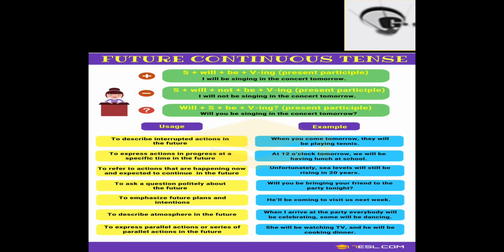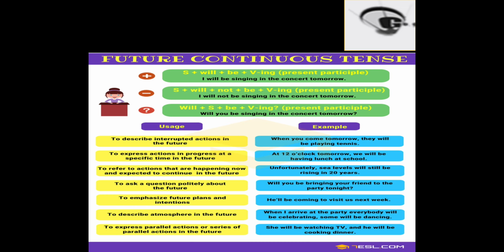Secondly, we have future continuous tense, and it is used to describe interrupted actions in the future. For example, when you come tomorrow, they will be playing tennis. Next, it is used to express actions in progress at a specific time in the future. For example, at 12 o'clock tomorrow, we will be having lunch at school.